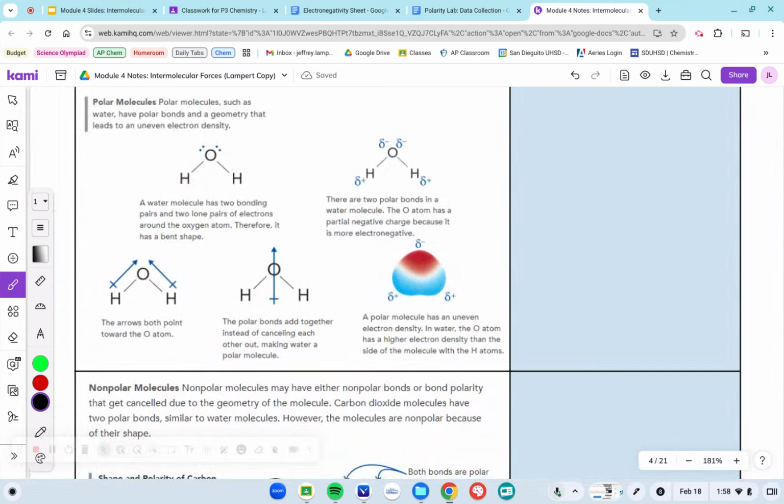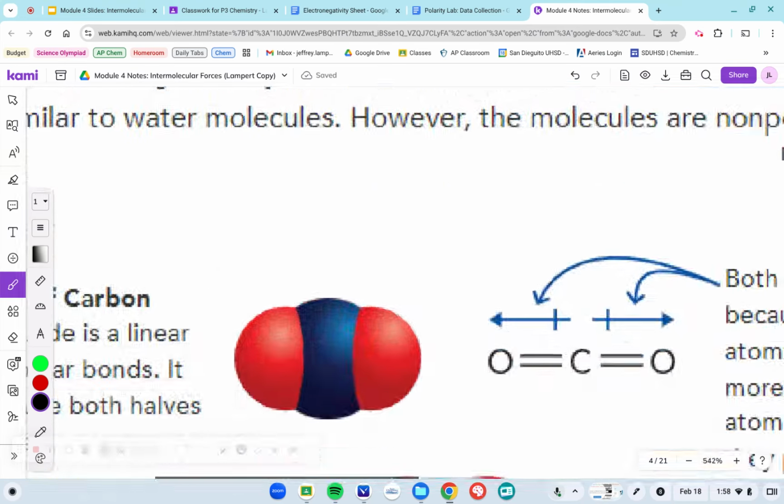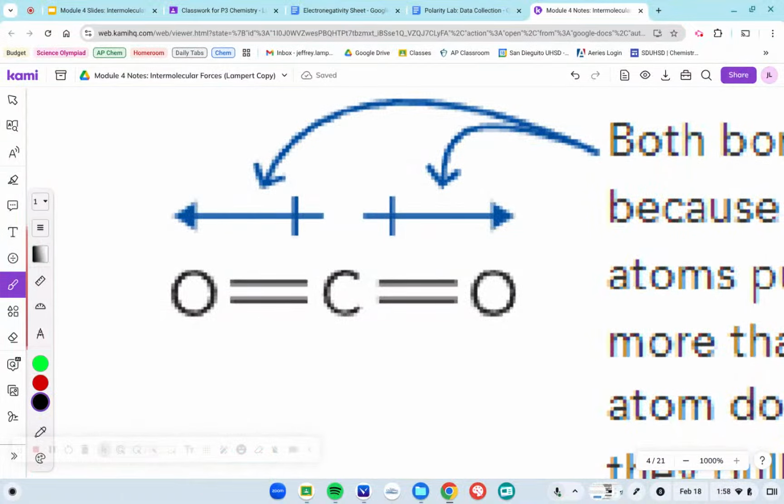All right. Now, let's look at an example where you have a polar bond, but a non-polar molecule, okay? So this is carbon dioxide. It has two polar bonds. We have electrons getting moved to the right and electrons getting moved to the left. Okay? So let's use my body to model the electrons again. So I'm standing right here. Notice where I'm starting. I have electrons getting moved to the right and electrons getting moved to the left.